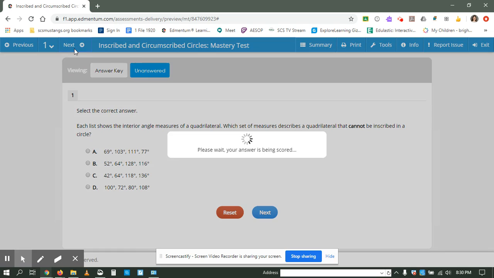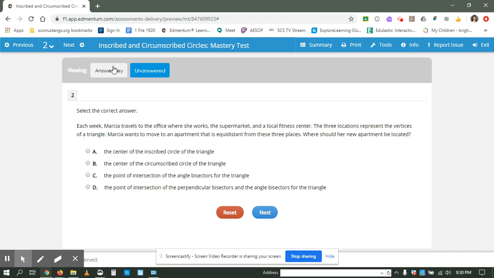Looking at number 2. Number 2 is the center of the circumscribed circle of the triangle, or B.